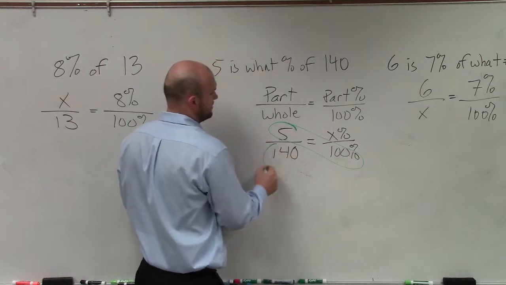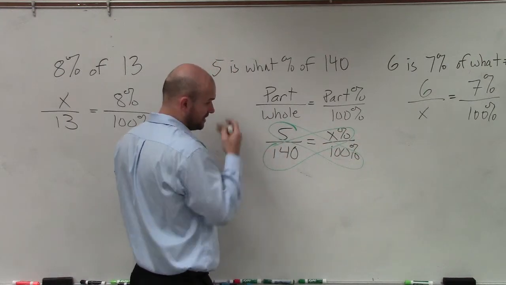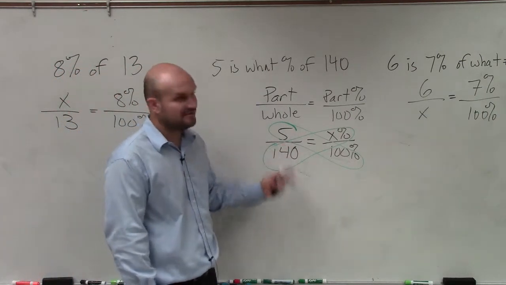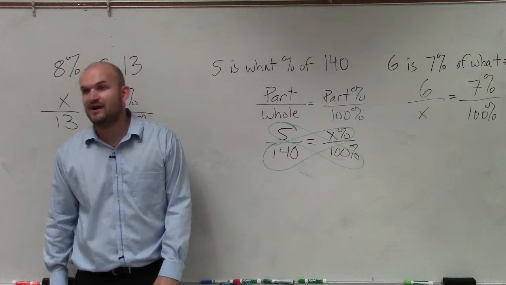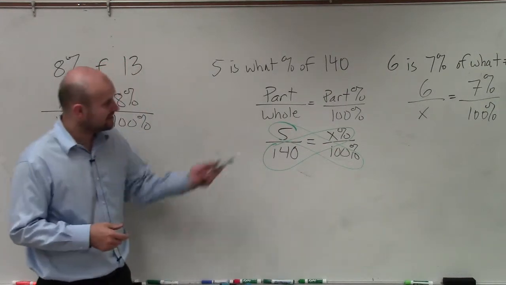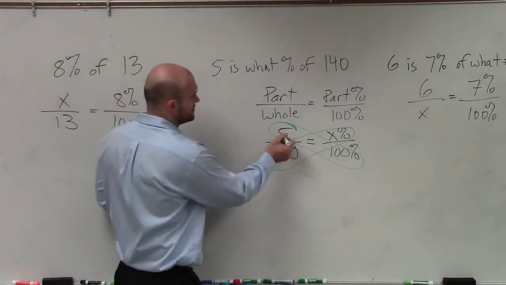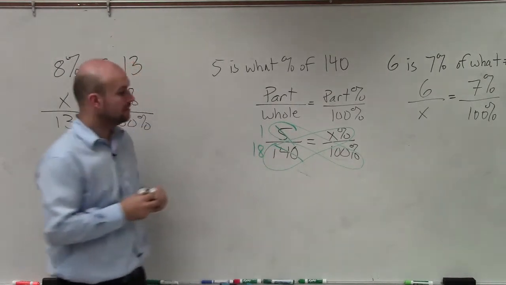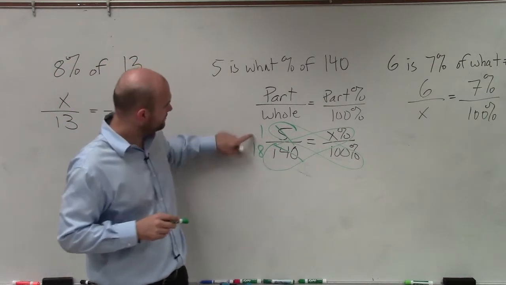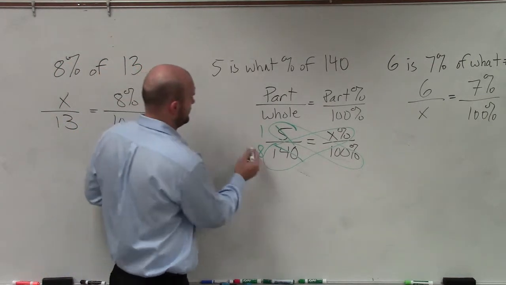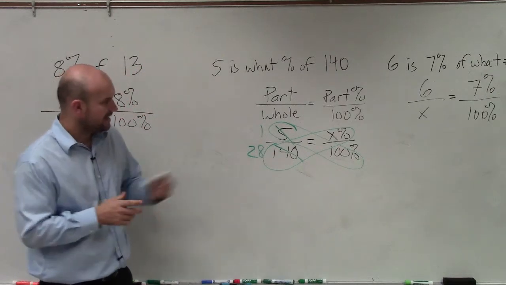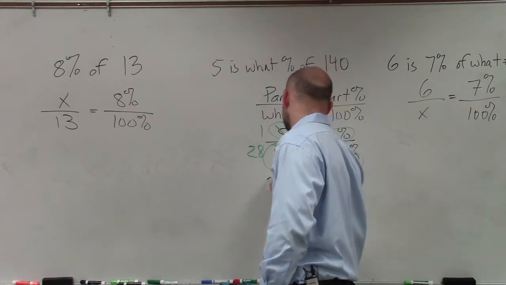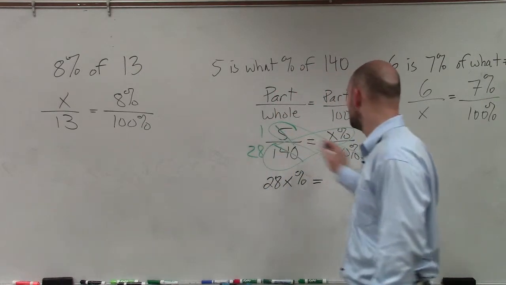You could go ahead and simplify. Actually, let's go ahead and simplify. So let's simplify 5 over 140. We know 5 goes into 100 20 times, and then 5 goes into 40 8 times. So 5 over 140 can be reduced to 1 over 28. Then, as I apply my cross product, I have 28 times x percent equals 1 times 100%.